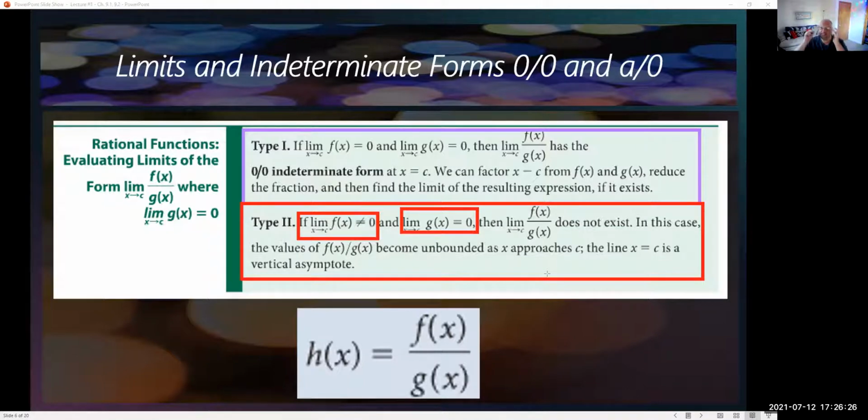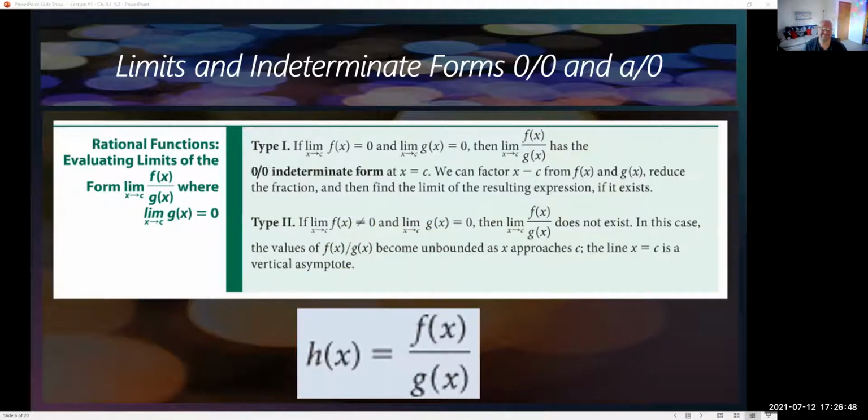So if we can tell that the top is a number and the bottom is a 0, then we can assume that it's unbounded at x equals c. For example, if x approaches 9, it's unbounded at x equals 9, meaning the vertical line at 9. That's where it goes up forever or down forever. All right. Now, let's see if we can put this into practice.